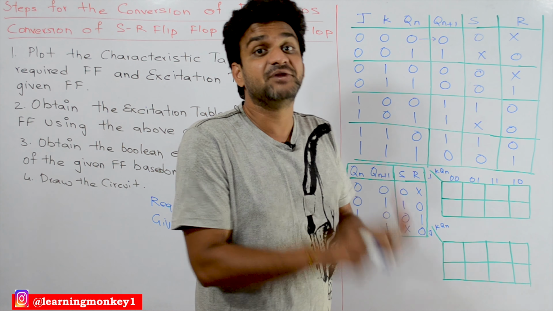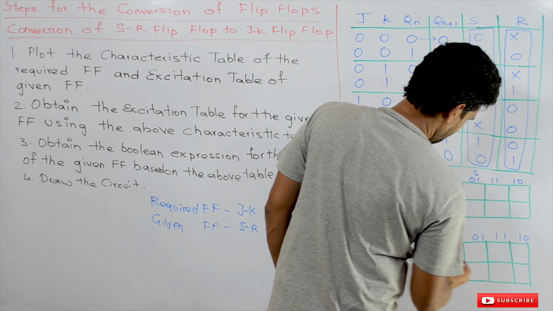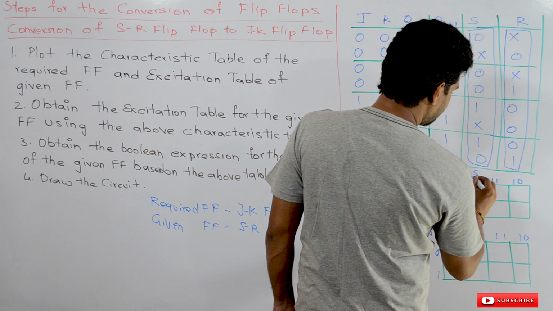So this Boolean expression is for S, and the inputs for this function are J, K, QN, and this is 0 1. Okay, and this is for the S function.